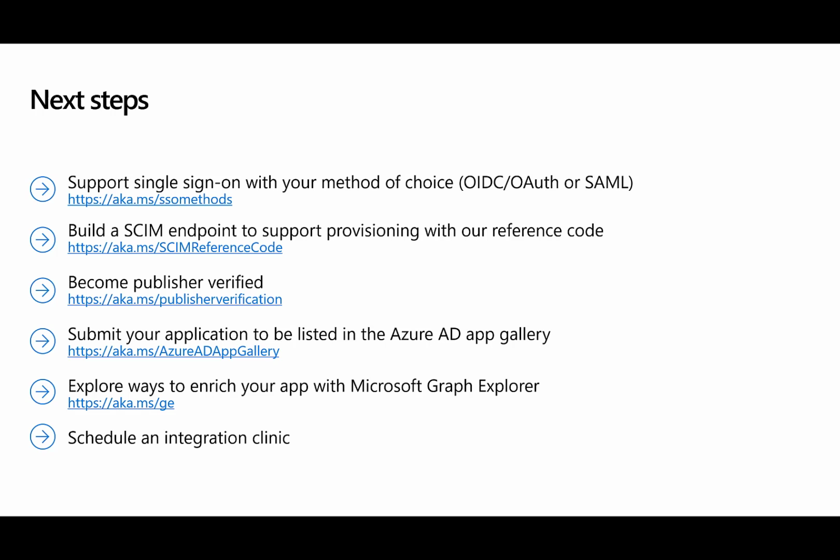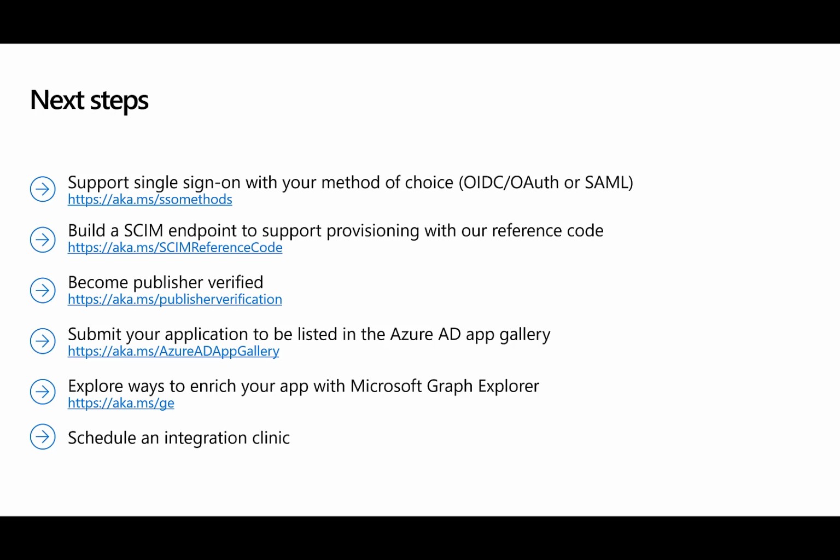So what I've taken you through today is the steps that a developer needs to go through at a high level to onboard their application into Azure Active Directory. We've talked about supporting single sign-on with your method of choice, whether that's OpenID, SAML. Talked about building a SCIM endpoint so you can provide and support automated provisioning for your customers.